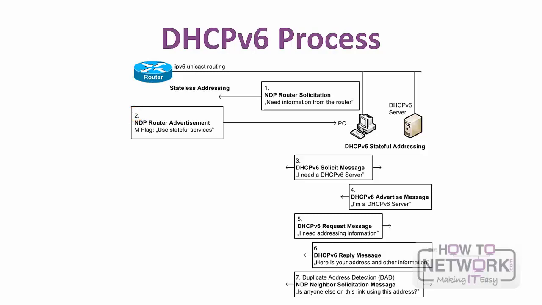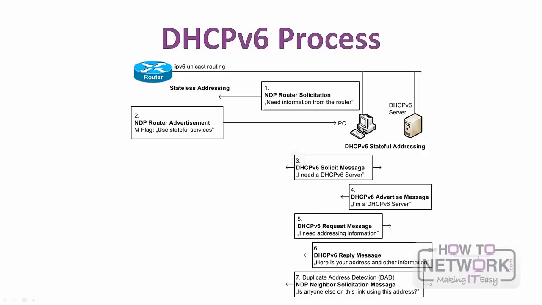Step 2. Router advertisements have a 1-bit field known as the Managed Address Configuration Flag, or M flag. When this flag is set to 0, it informs the devices to use stateless address auto-configuration. If the flag is set to 1, it indicates that the device needs to use stateful auto-configuration, DHCPv6. Now that PC recognizes that it must use stateful auto-configuration, it begins the process to obtain its addressing information from a DHCPv6 server.